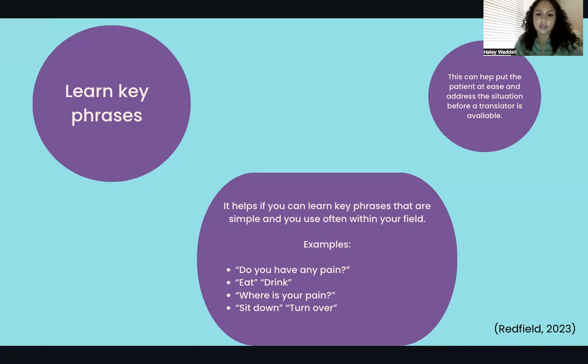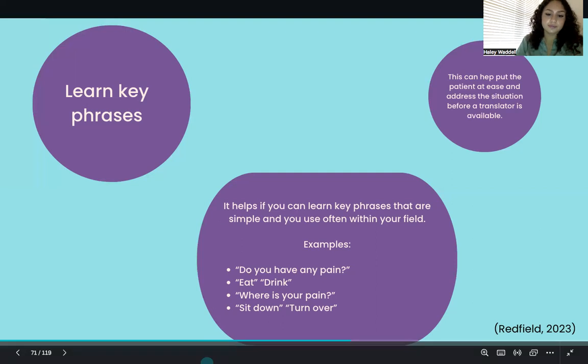So, if it helps, you can learn key phrases that are simple and that you use often, such as: do you have any pain? Eat, drink, where is your pain? Sit down, turn over. Just the most basic things you use when you encounter a patient, to get the conversation started before you have to bring out Google Translate. It's easier, faster, and more efficient. This can help put the patient at ease and address the situation before a translation service is available.